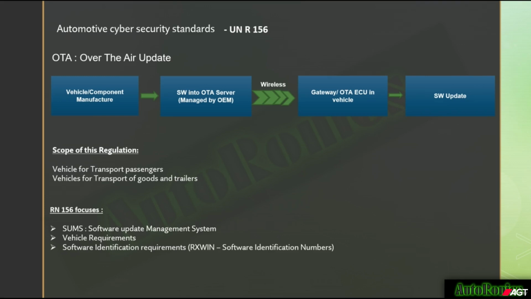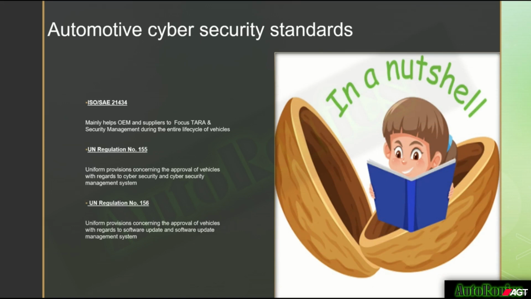So we talked about the entire sections of ISO 21434, UNR 155, and UNR 156. Now, as a summary, in a nutshell, ISO 21434 mainly helps the OEM and suppliers focus on TARA and security management during the entire life cycle of the vehicles. And UN regulation number 155 is a provision concerning the approval of vehicles with regard to cybersecurity and the cybersecurity management system, basically a certification from the standard bodies. In the same way, 156 deals with the software update and the software update management system.